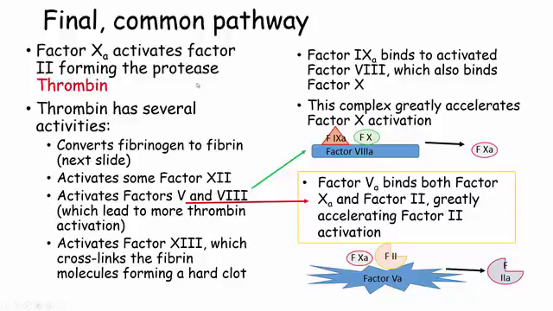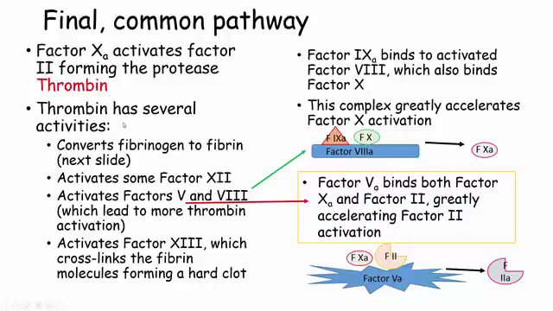Here's how the common pathway works. Factor 10A is activating another protein known as factor 2, or also known as prothrombin, and factor 2A is called thrombin. Thrombin has several important activities. The first is that it converts fibrinogen into fibrin, and we'll talk about that on the next slide. Remember, that's the ultimate goal, to form the fibrous protein to stabilize the platelet plug.